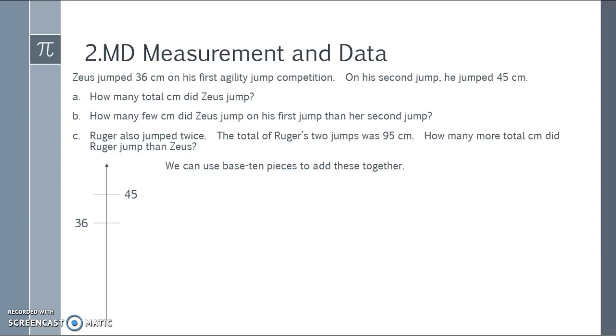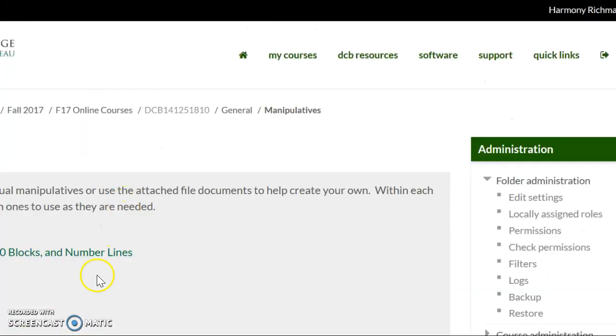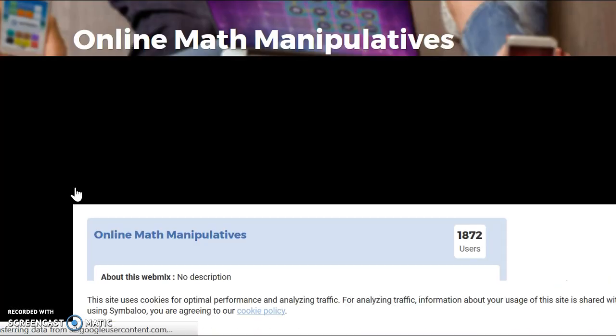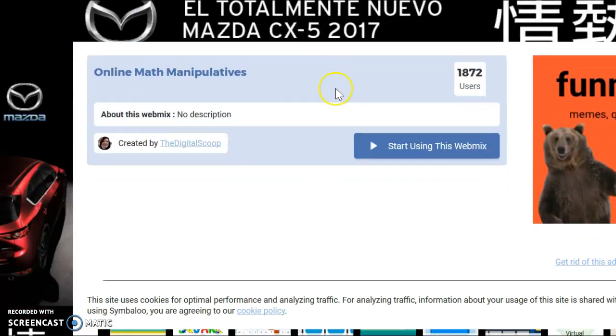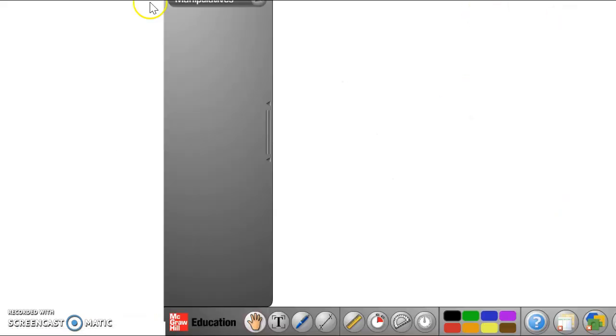To do that, we can use our base 10 pieces to add these together. So we are going to combine measurement and data with numbers in base 10. To get to the particular one I'm using, I click on our manipulatives file, and then I'm going to move this over so you can see my screen. I'm going to click on virtual manipulatives, which brings us to these choices. On the right, I'm going to click the virtual one. You can click any one of them as we've seen throughout the course here.